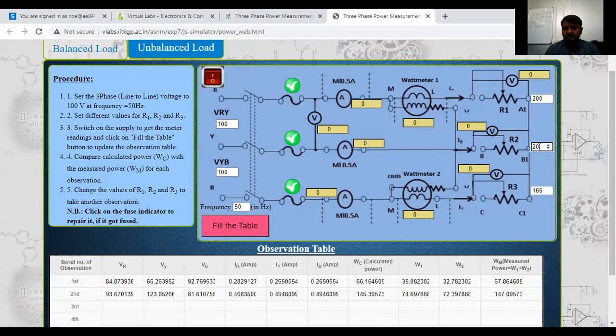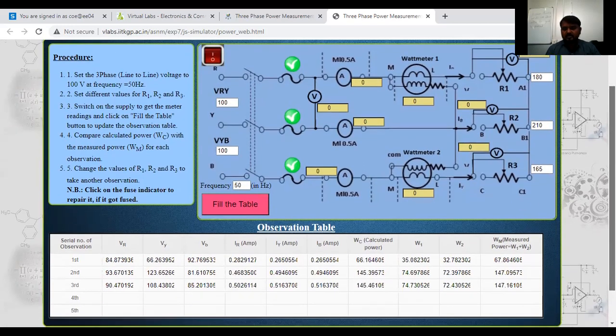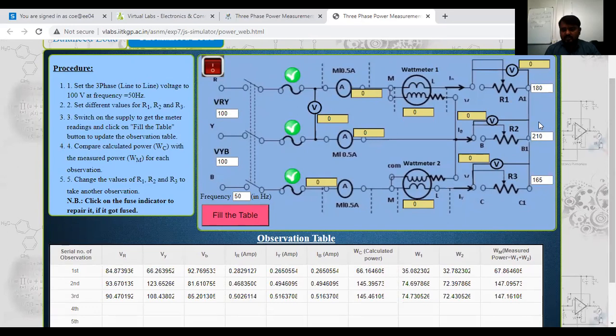Okay, we'll take another reading, that is 210. I will take 210 and here this is 180. I will take down 180 and keep the other things the same. I'll switch on the supply and write down here. A little bit increase here. So these two I will not change. Directly this one, instead of 210, I will take 150 here. Again, I will switch on that one. Okay, I will fill the table.